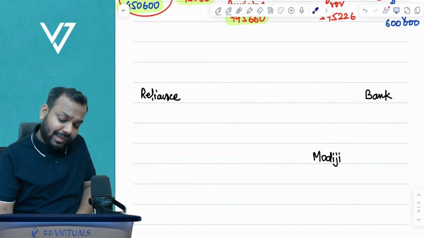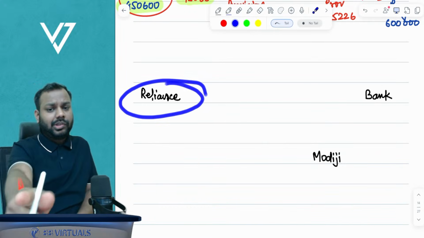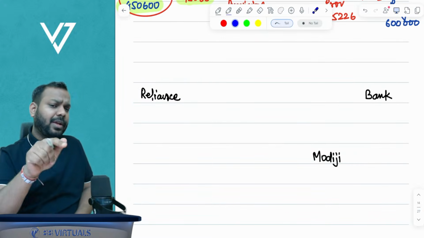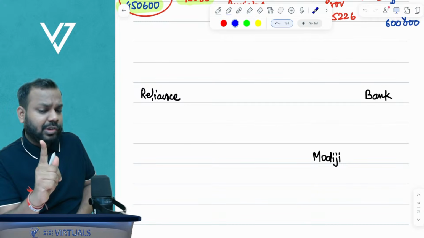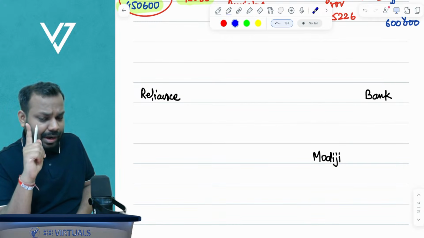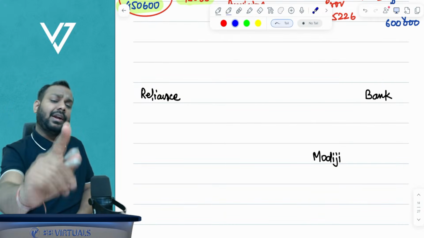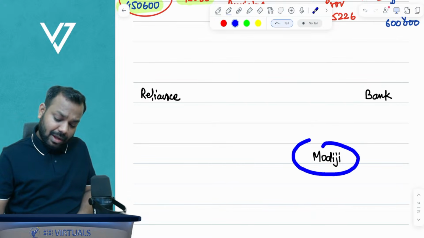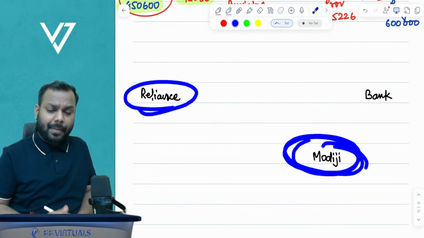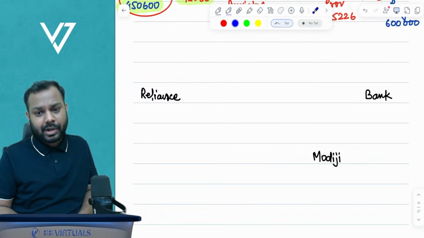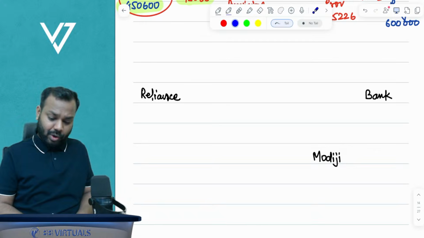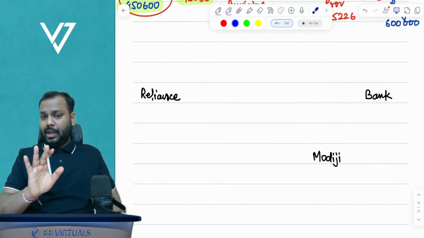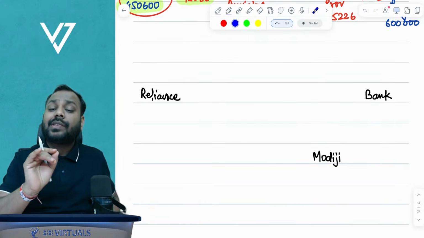So then Reliance is saying, Modi ji, this is wrong. I will not pay you 600,000 today. I have promised you that I will restore at the end of the life of the asset, and I will get it restored. Then Modi ji is saying, I agree, I understand, but I don't trust you. So then Reliance is like, okay, fine. Let's do one thing.